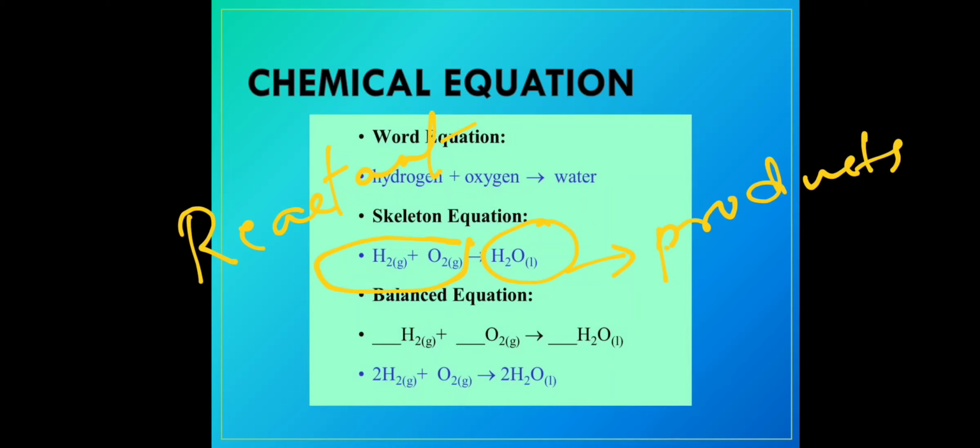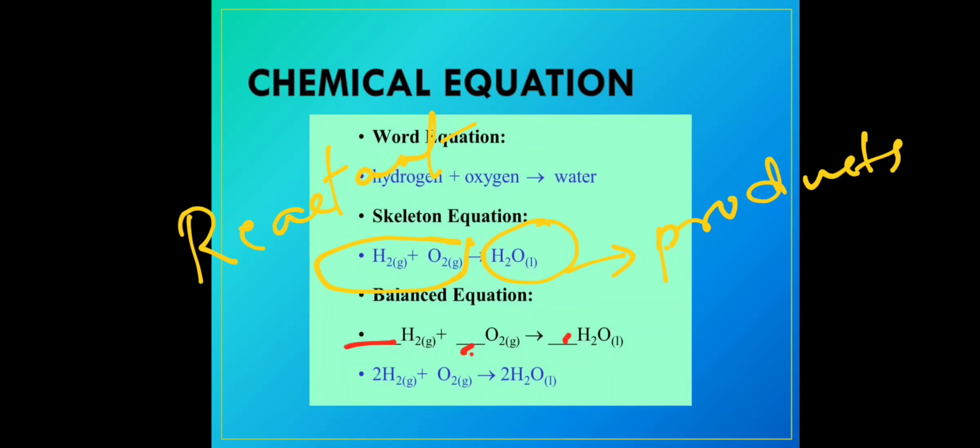But they may not be balanced, because here we have 2 oxygen atoms on the reactant side but only 1 on the product side. To balance this equation, we have to change the coefficient. A coefficient is a number that can be written in front of the atom. If you write a suitable number in front of the atom and balance the number of atoms on both sides, then our chemical reaction will get balanced.